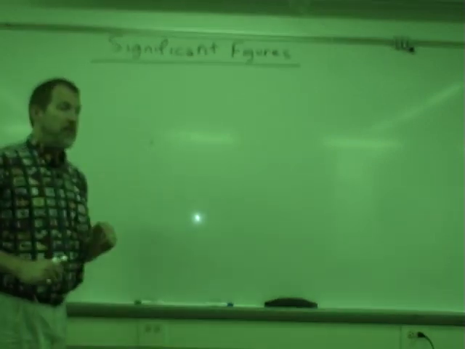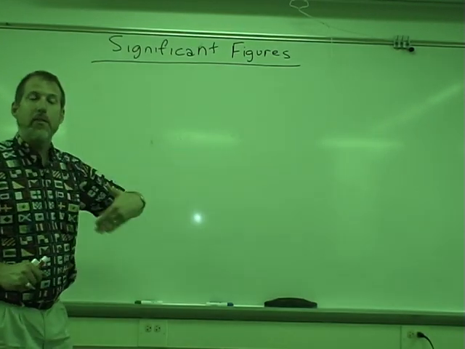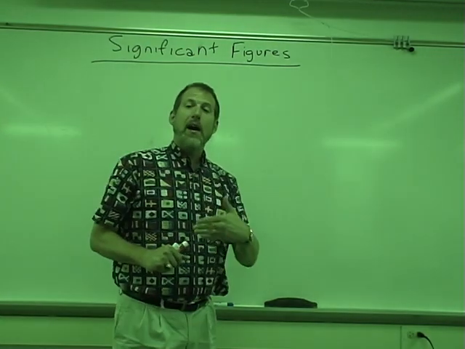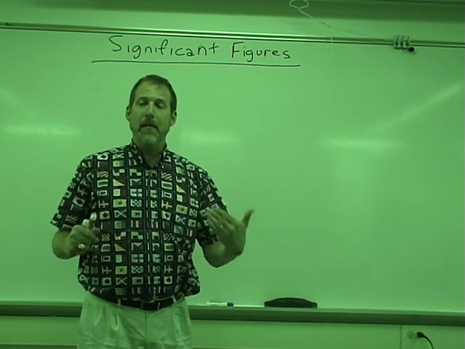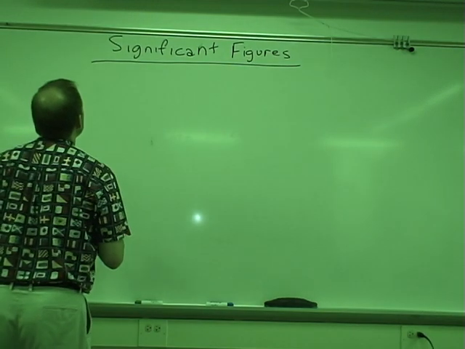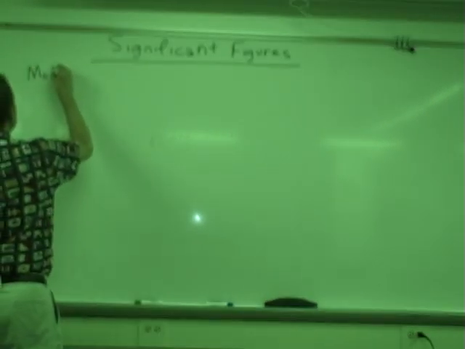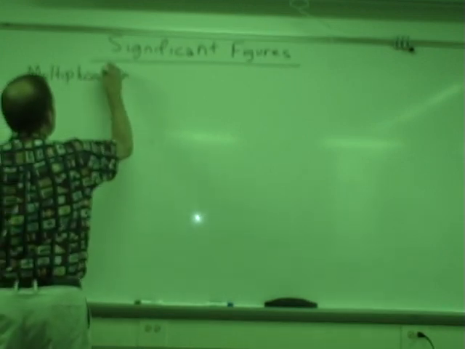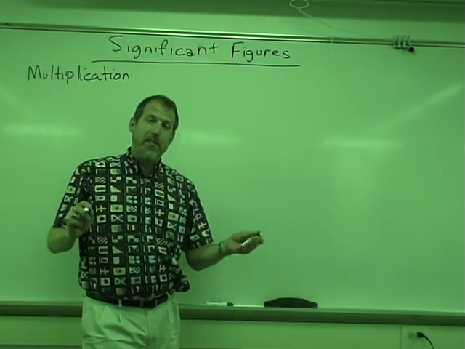So, significant figures are important. Tracking those lets us know the accuracy of the number that we're getting as a final answer. And we have to track those differently in each of the two major processes that we're working with. First, multiplication, which I'm actually going to cover first because it's a little bit easier.